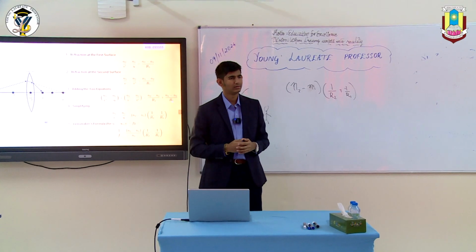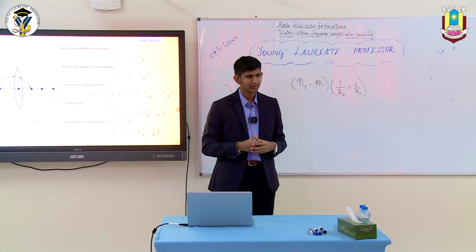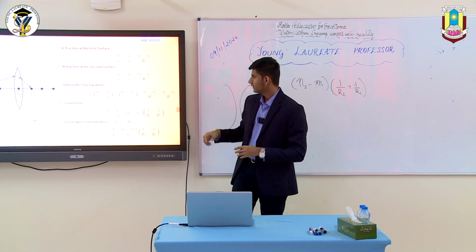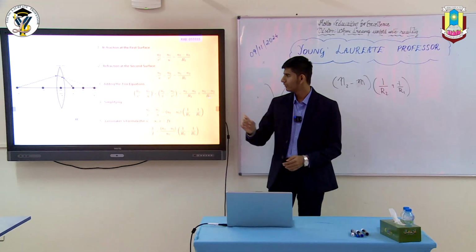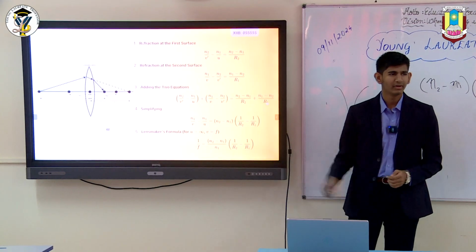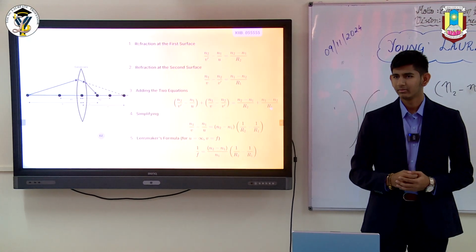Does this formula work for both convex and concave lenses? Yes. Then how about the focal length? For a convex lens, the focal length we're going to get as positive, and for a concave lens we're going to get the focal length as negative, because there's going to be a change in sign of R2 and R1. Any other queries?